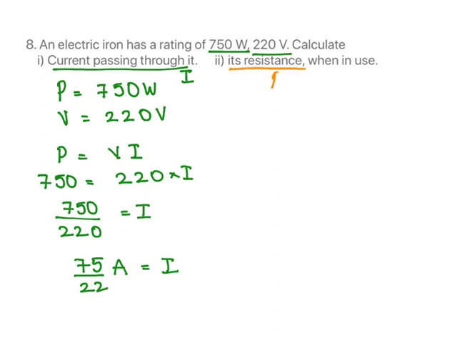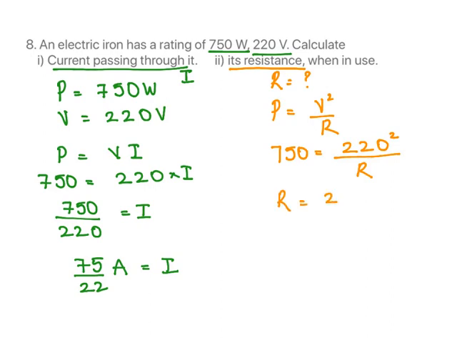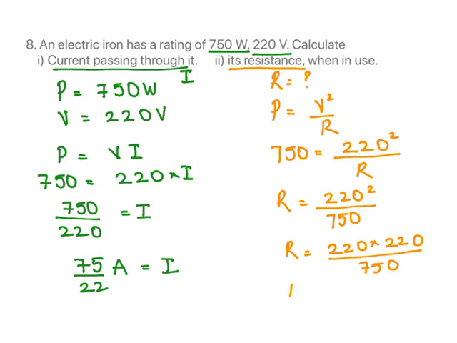Next is its resistance, so we need to find R. Again we will use the formula P = V square over R. Power is 750, V is 220, so 220 square over R. So R will be 220 square over 750, that is 220 into 220 over 750, and the resistance here comes to 64.53 ohms.